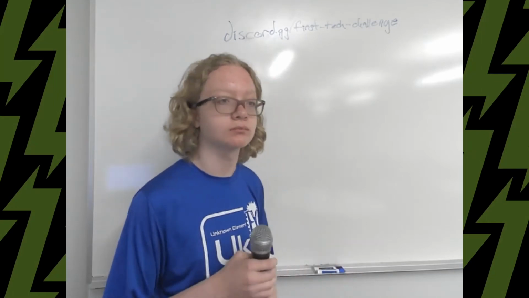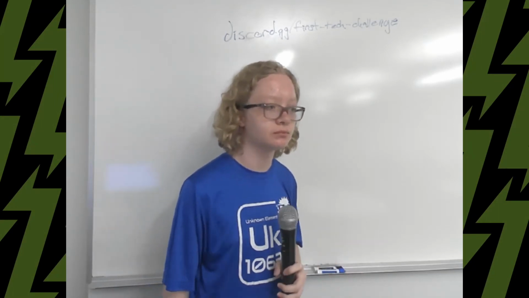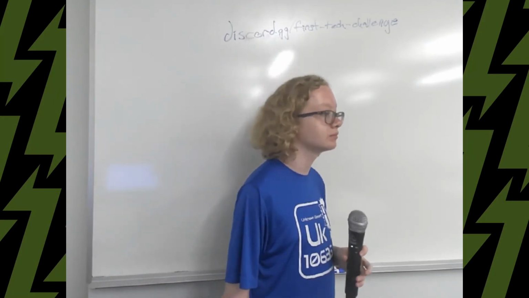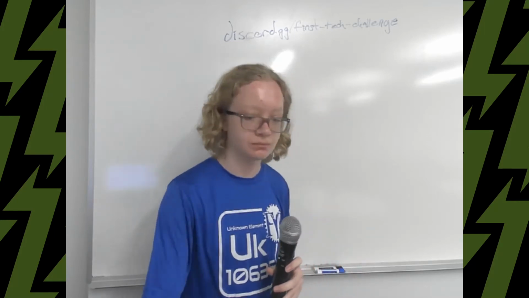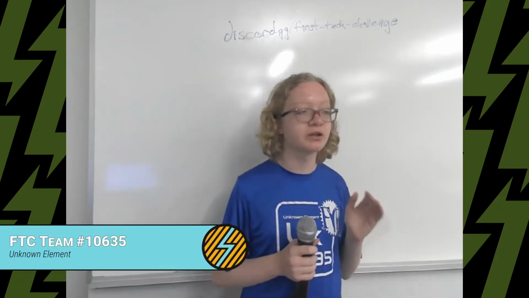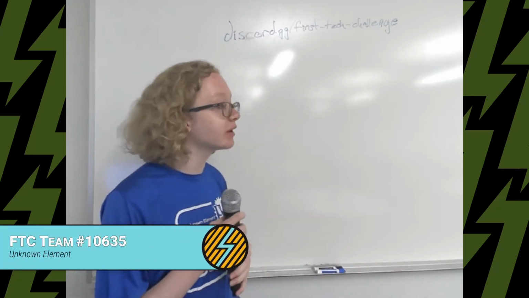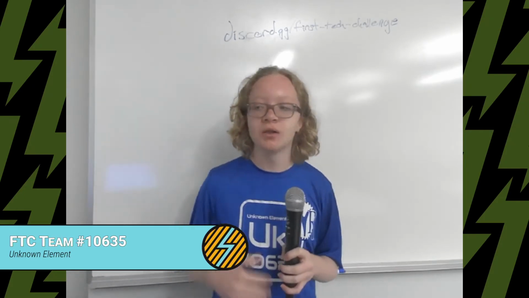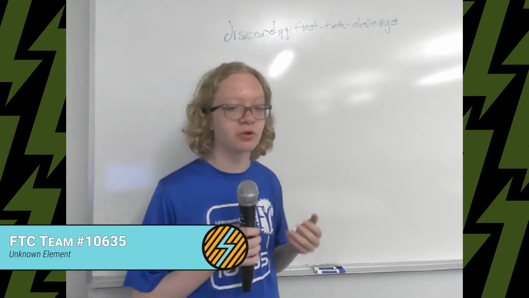Intermediate FTC coding workshop by myself, Jensen, and Sean from FTC team 10635, Element. Today we'll be covering three major topics: version control with GitHub, robot vision, and autonomous navigation, followed by a brief Q&A session. The first topic we're going to be covering is version control in GitHub.